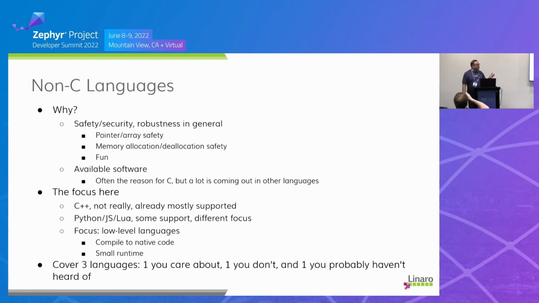And then another one is available software. This is usually given as the reason why we need to use C, because there's some library that I have in C, and maybe C++, but we're starting to see more code in some of these other languages. How do we integrate that? How do we use that?